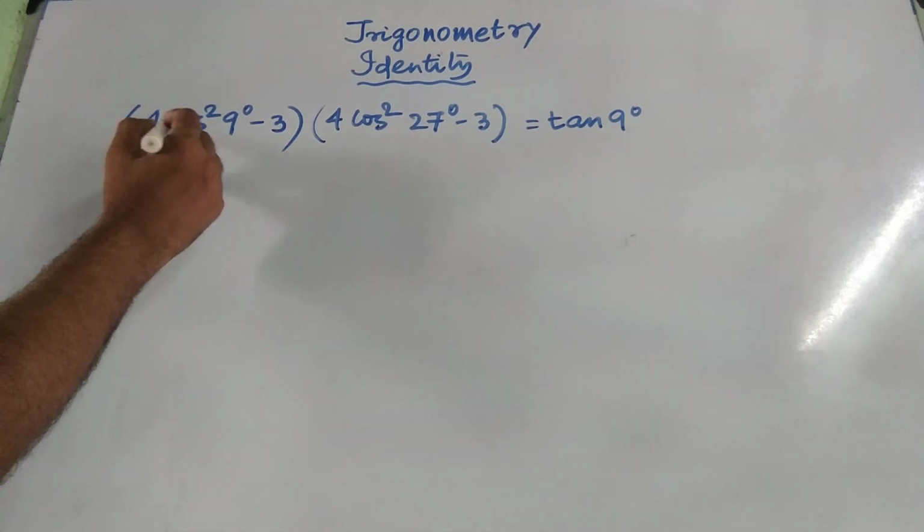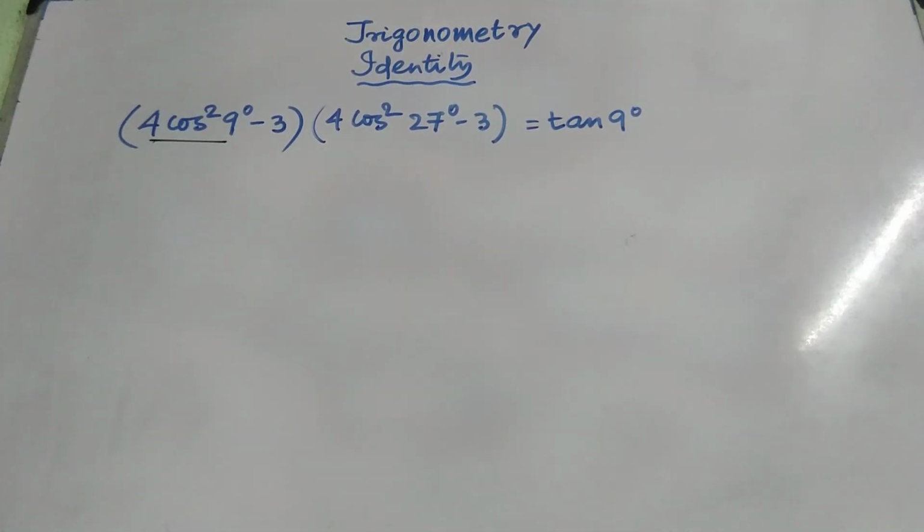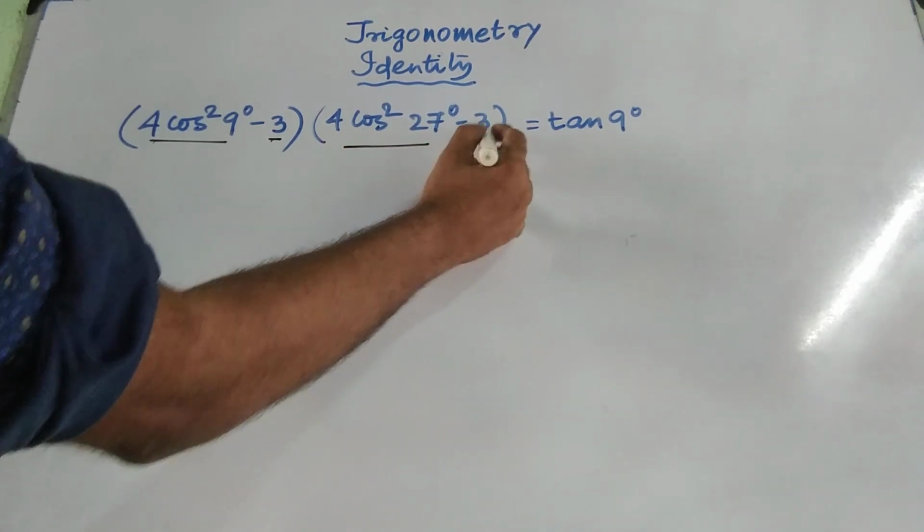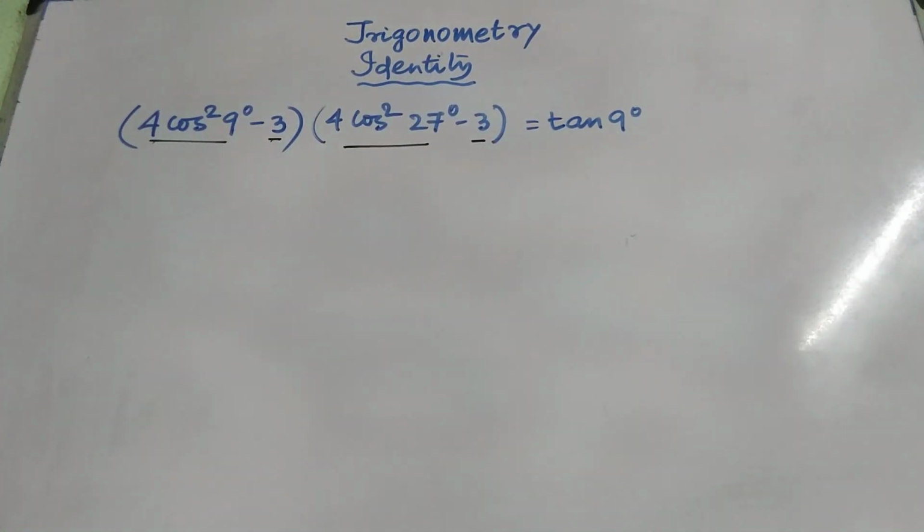What is that? We have to prove that (4 cos² 9° − 3) × (4 cos² 27° − 3) should be equal to tan 9°. How shall we proceed? That I will show you here.